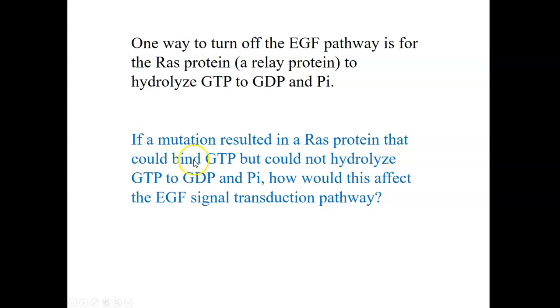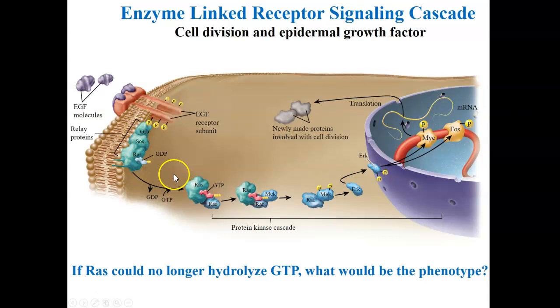So one question I have for you is, if a mutation resulted in the RAS protein that normally is able to hydrolyze that GTP to form GDP and inorganic phosphate, but it could no longer do that, how would that affect this signal transduction pathway? So again, if we were not able to hydrolyze the GTP and we consistently had activation of this pathway, what would be the outcome?